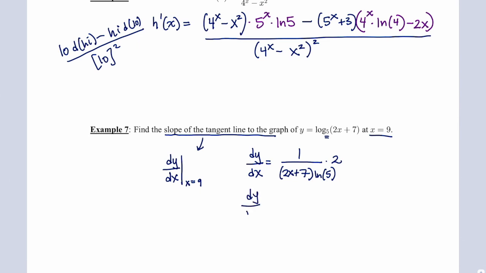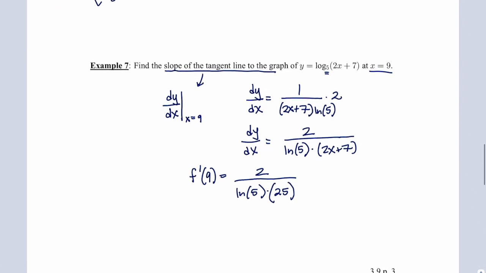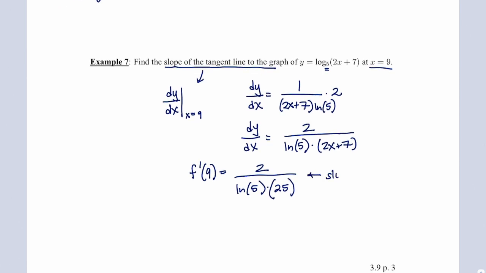So let's clean this up a bit. We'll have dy dx is 2 over, and I'm going to put the natural log of 5 in front, times 2x plus 7. So when x equals 9, we could write this as f prime at 9 would be 2 over natural log of 5 times, let's see, 18 plus 7, so 18 plus 7 is 25. So the slope of the tangent line would be that value.